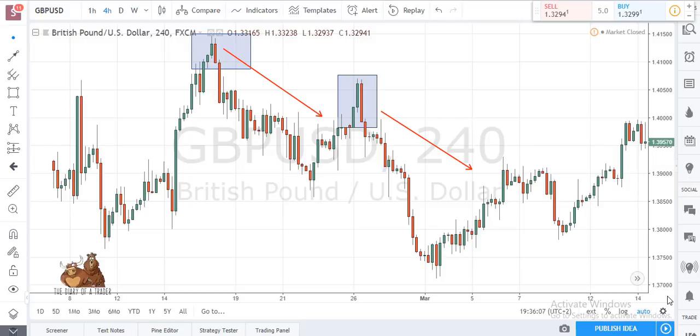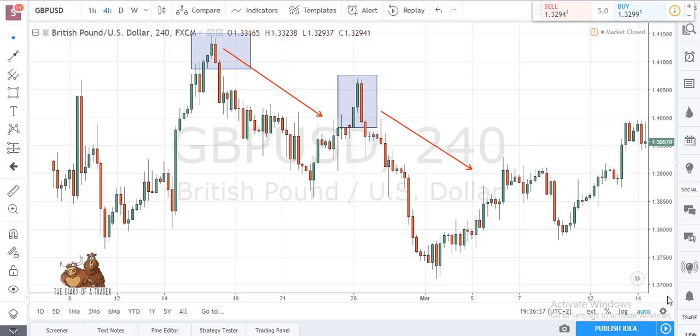Hello traders, we continue to cover basic candlestick patterns and strategies that you can use in your daily trading. So today we are going to cover the strategy called Tweezer, which is very common in trading, and it represents one of the most reliable reversal patterns.